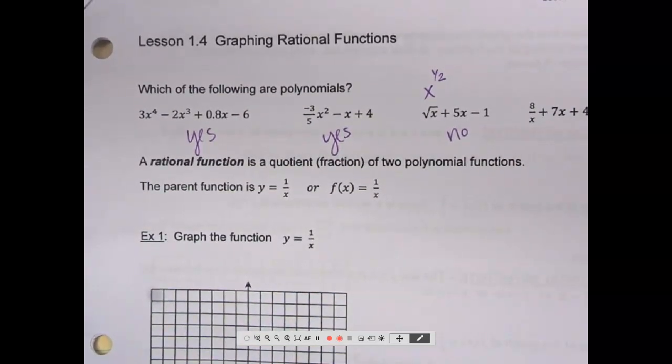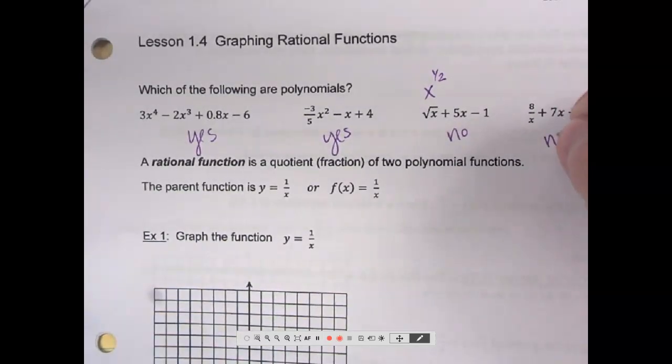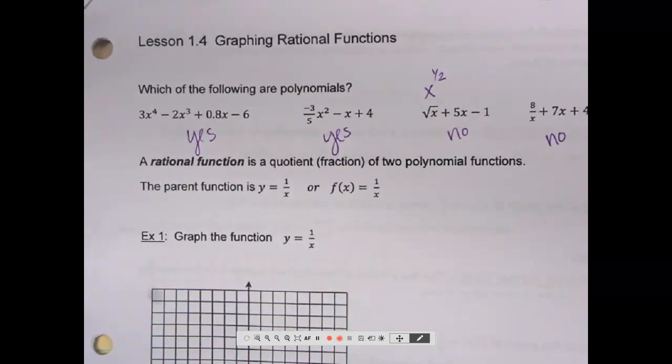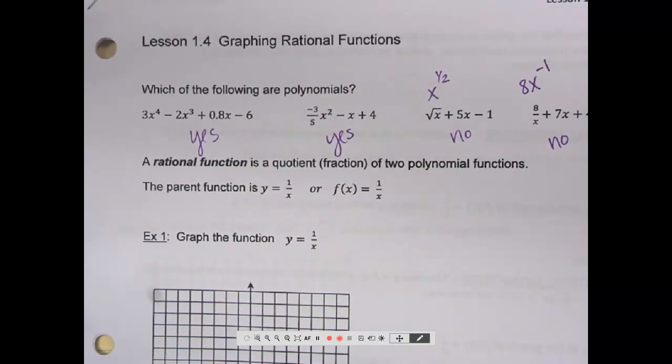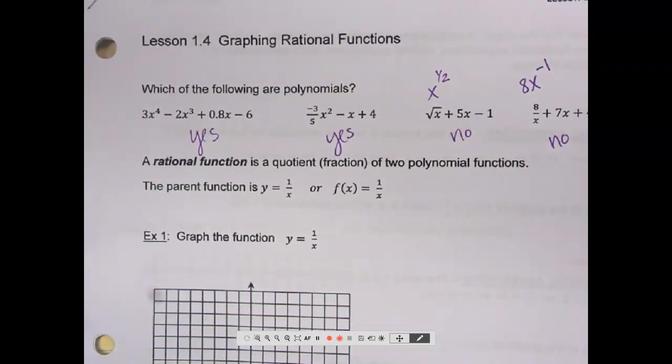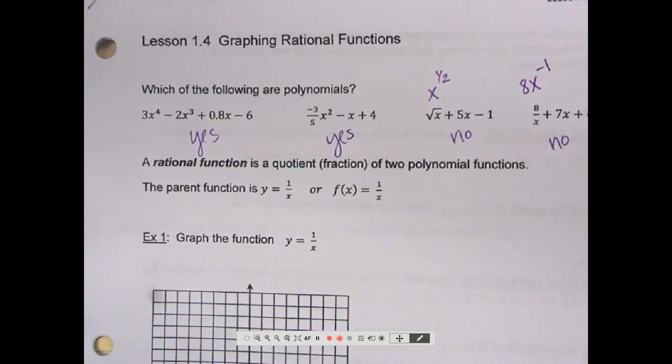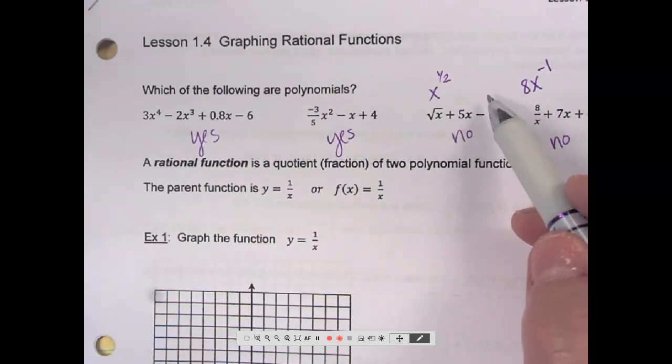Okay, what about D? Yes or no? Polynomial or not? No. Why? That's an x to the negative 1. I can write it 8x to the negative 1. Okay, so that is an integer. So maybe we should clarify a polynomial has only integer exponents that are positive. And then the exponent can be a 0. What is x to the 0? Just 1. Okay, so negative exponents, fractional exponents, things like that are not polynomials.